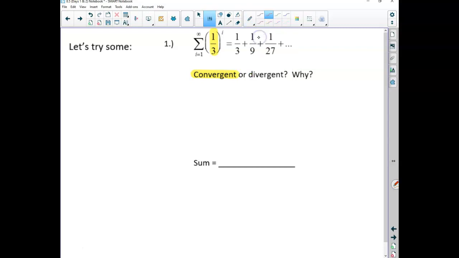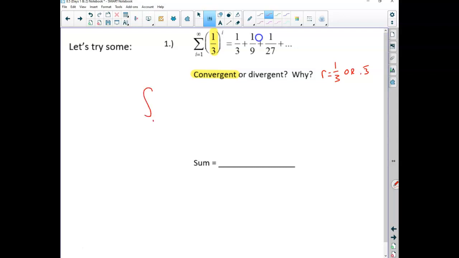And if it is, they want us to find the sum. Why is it convergent? Well, that's because r is a third. And what's a third? It's 0.3 repeating for the decimal freaks, but it's really hard to subtract 0.3 repeating. It really doesn't work. So we really need to think of our common ratio as a fraction.